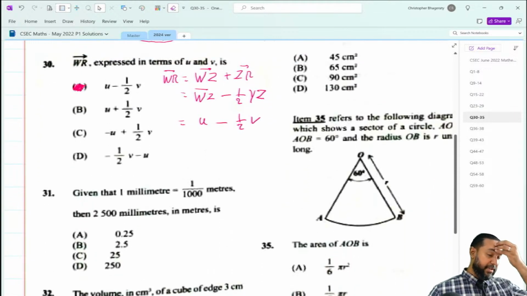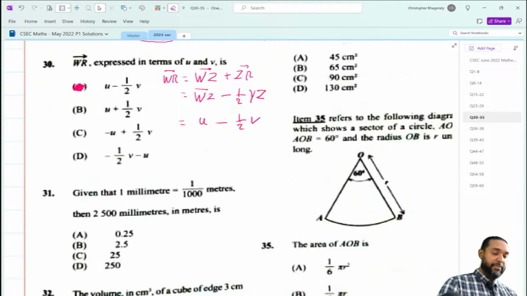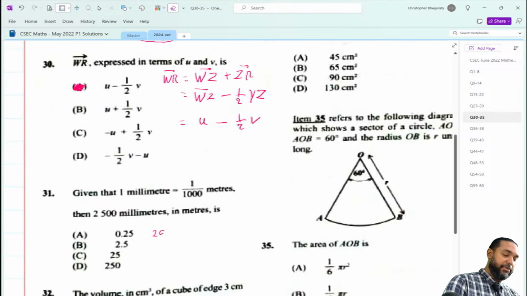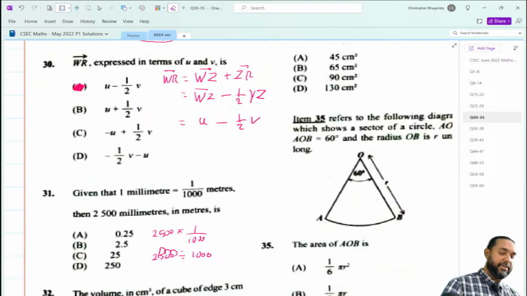Given that 1 millimeter is 1/1000th of a meter, 2,500 millimeters, so you'll simply take 2,500 and multiply by 1/1000th, which is same as 2,500 divided by 1,000, which means you're shifting your decimal point 3 spaces to the left. That's going to give us 2.5. Okay. Right, so that's 30 and 31.